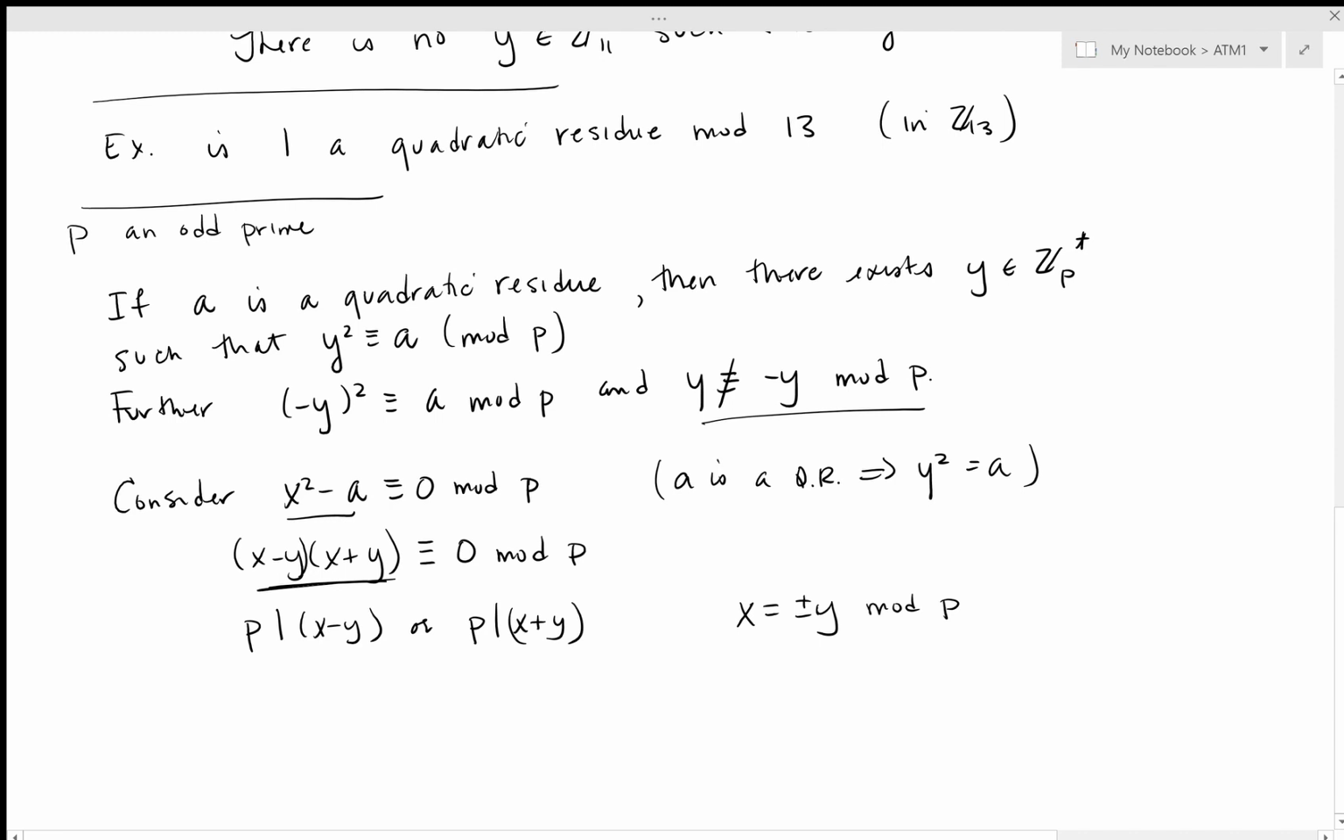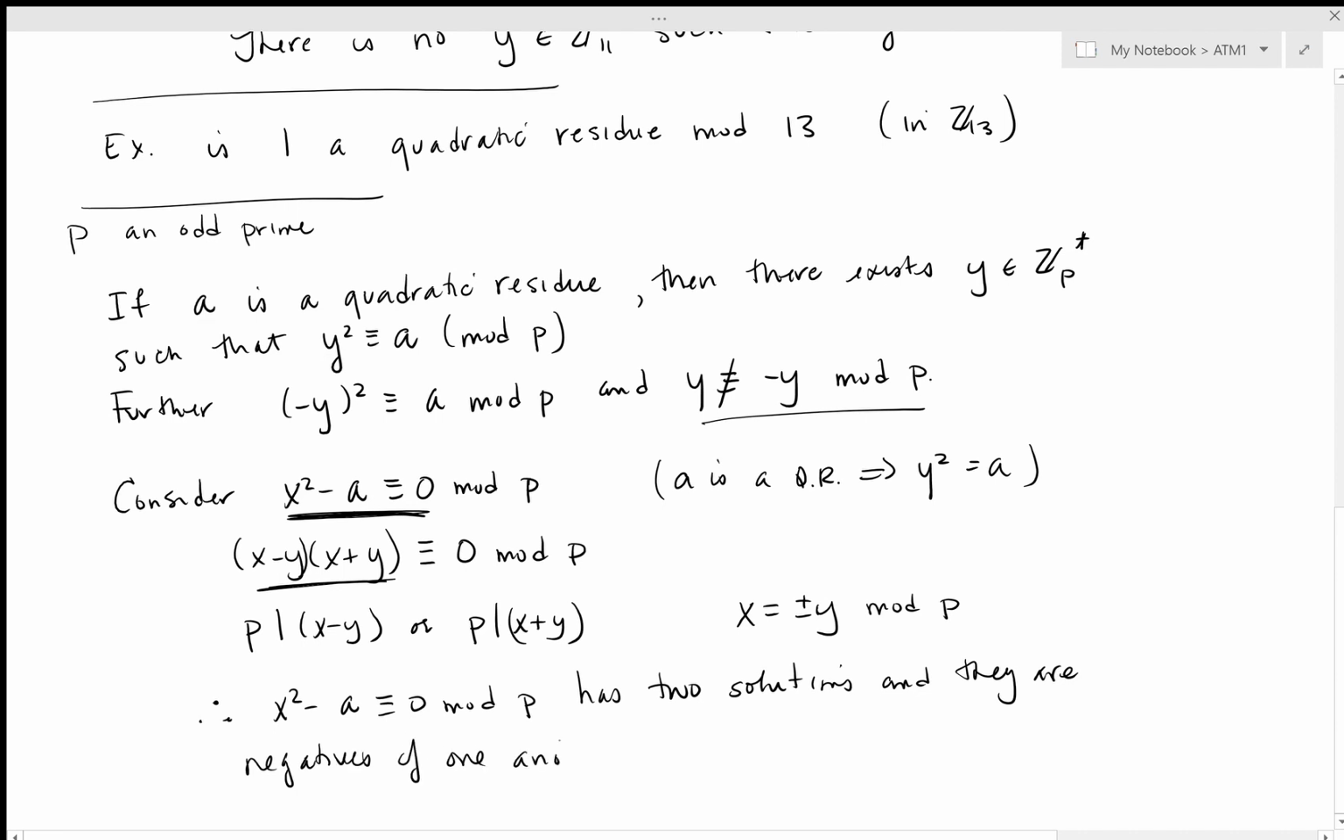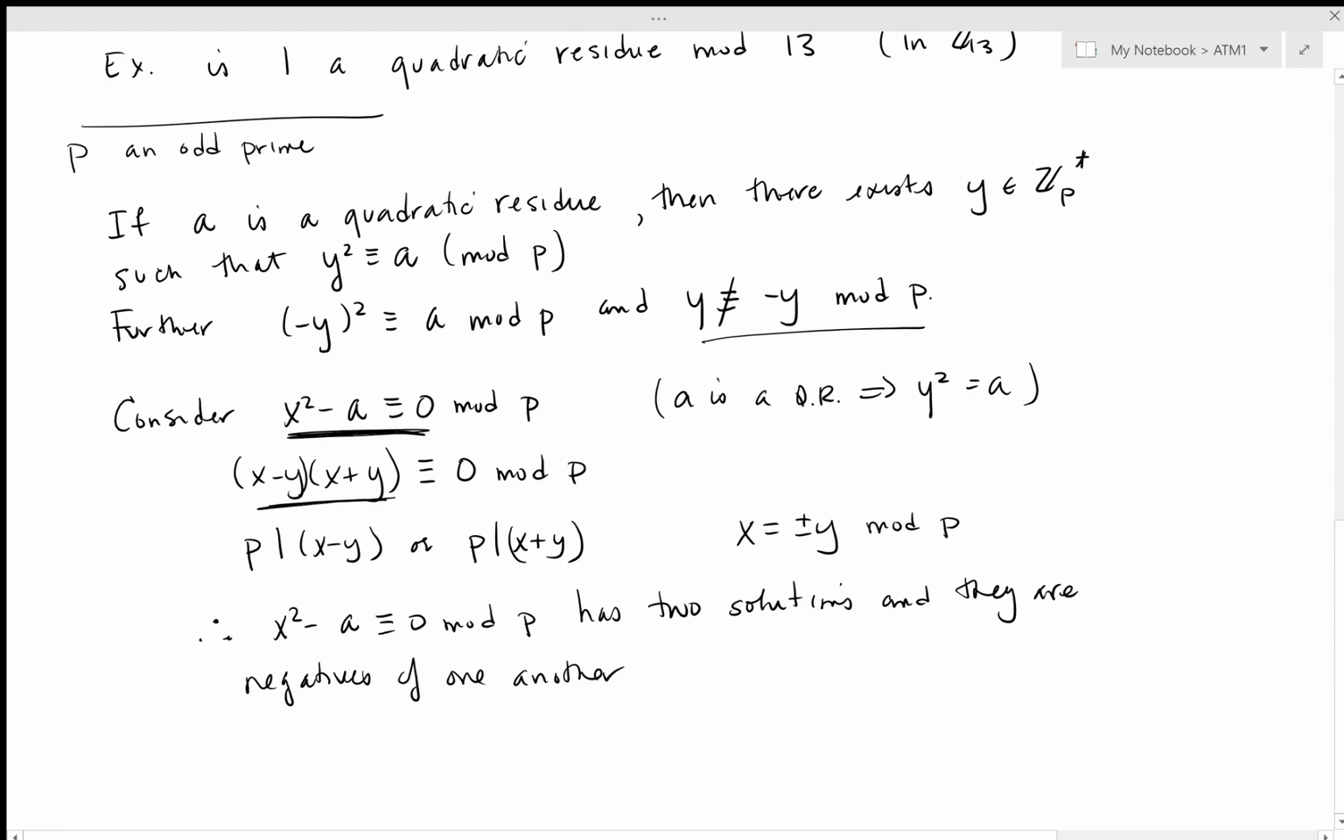Okay, so that means for this equation right here, x squared minus y congruent to 0 mod p, there are two solutions. Therefore, x squared minus a congruent to 0 mod p has two solutions, and they are negatives of one another. Okay, and then we saw that, in fact.